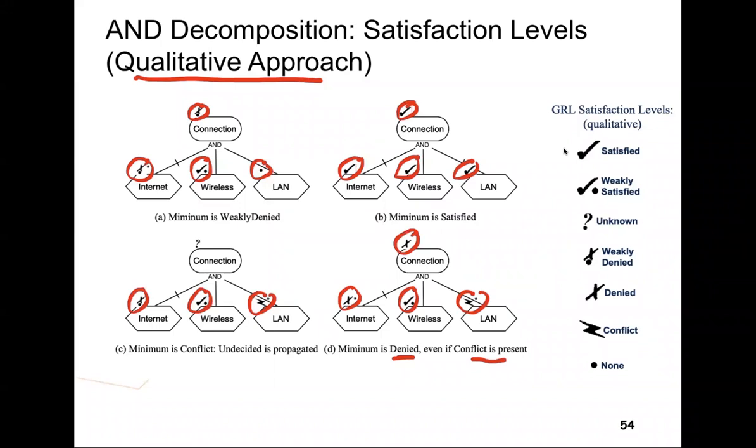So if we keep this in mind, if you do AND decomposition and it turns out that the minimum is conflict at any point, you're going to always propagate unknown. You will not propagate a conflict. You just propagate unknown, and thus you will look backward to discover and resolve such a conflict.